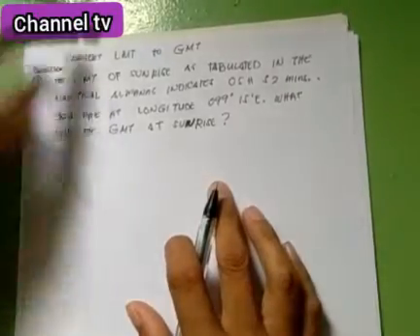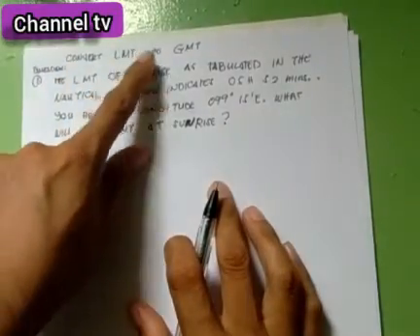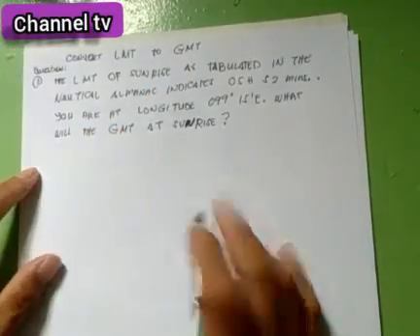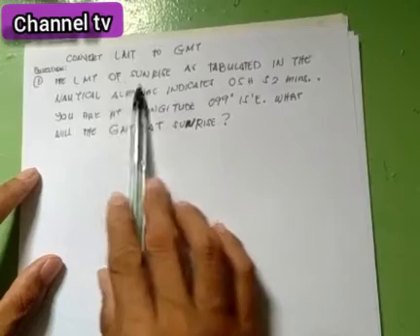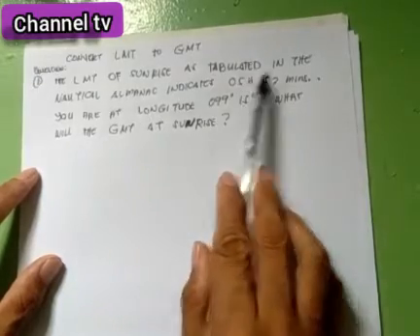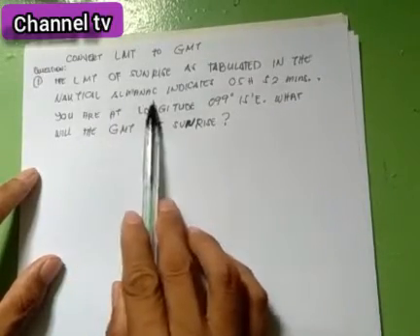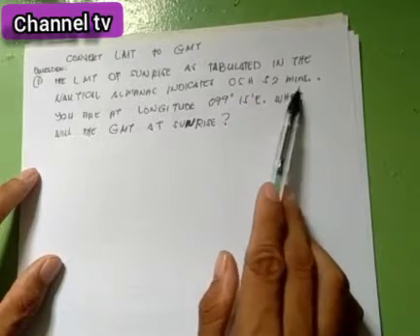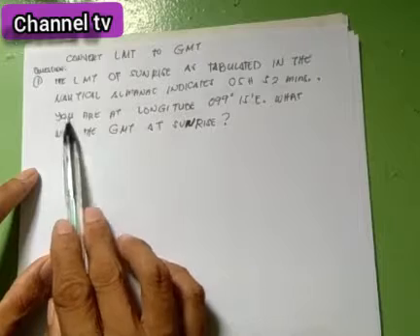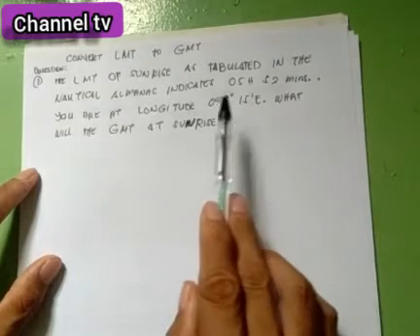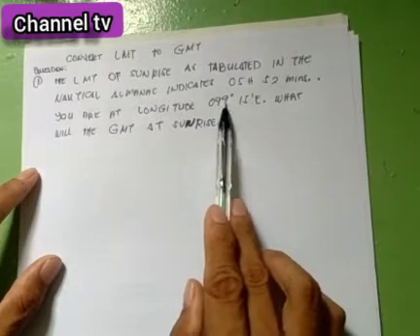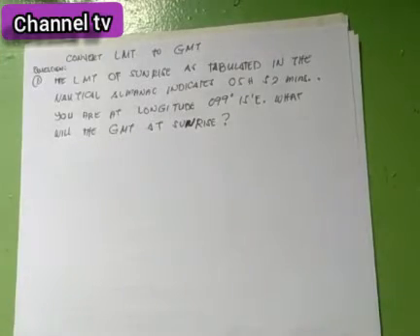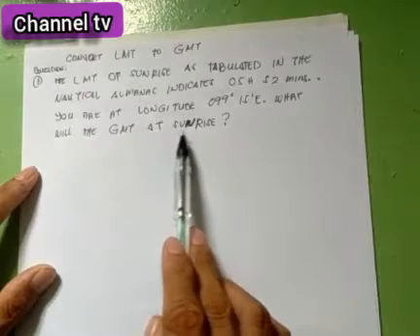So, convert LMT to GMT. Question: The LMT of sunrise as tabulated in the nautical almanac indicates 05 hours and 52 minutes. You are at longitude 099 degrees and 15 minutes east. What will be the GMT at sunrise?